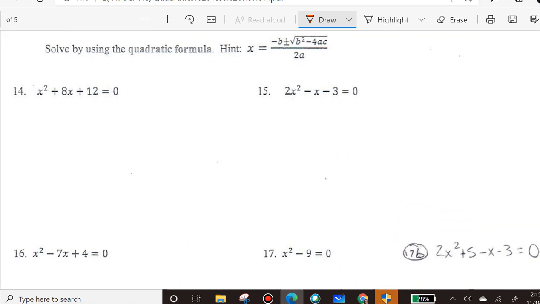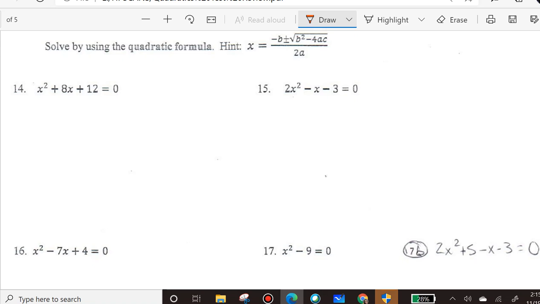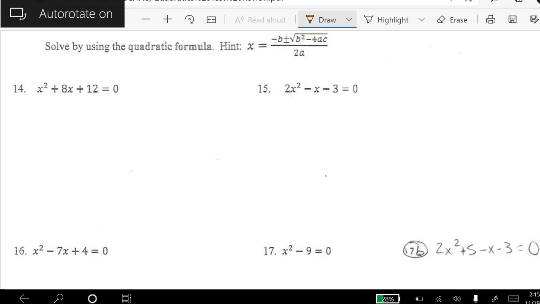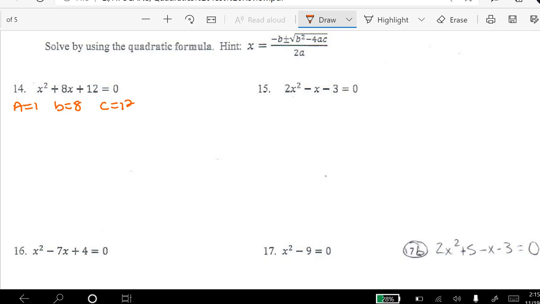These next couple you're solving using the quadratic formula. So I'll go through maybe 1 or 2 of these in detail, and then the others I'll just post the answers for. So for number 14 here, now this one is factorable, but again, it specifically says quadratic formula, so we're using that. So A is 1, B is 8, C is 12. Make sure it's in standard form when using any quadratic formula. Then we plug in. It's going to be negative b plus or minus the square root of b squared minus 4ac over 2a.